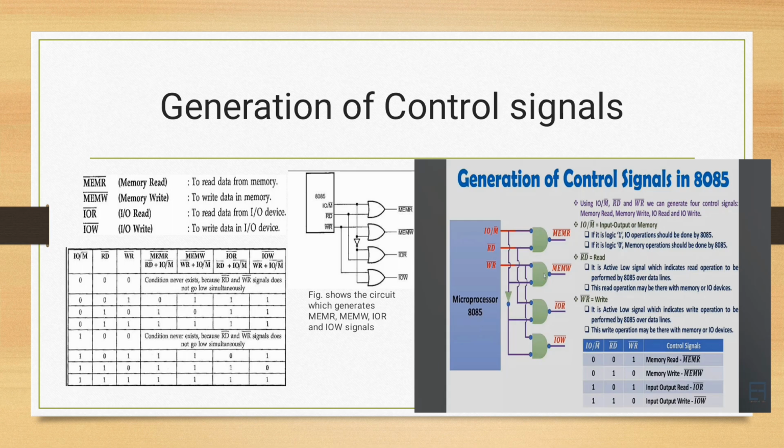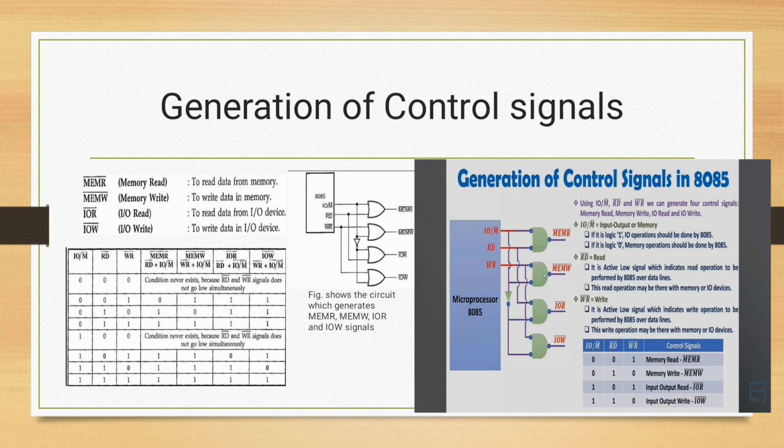Whenever IO/M, which is called input output or memory, is logic 1, that means the entire operations could be IO related. Whenever it is logic 0, the entire operations would be memory related. Read and write pins both are low active pins. Whenever the read or write pin is 0, it will be activated, otherwise it will not be activated.